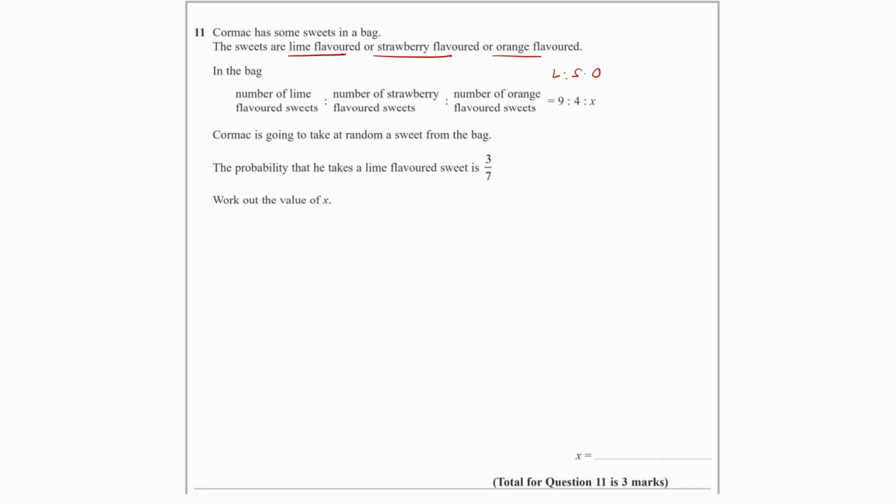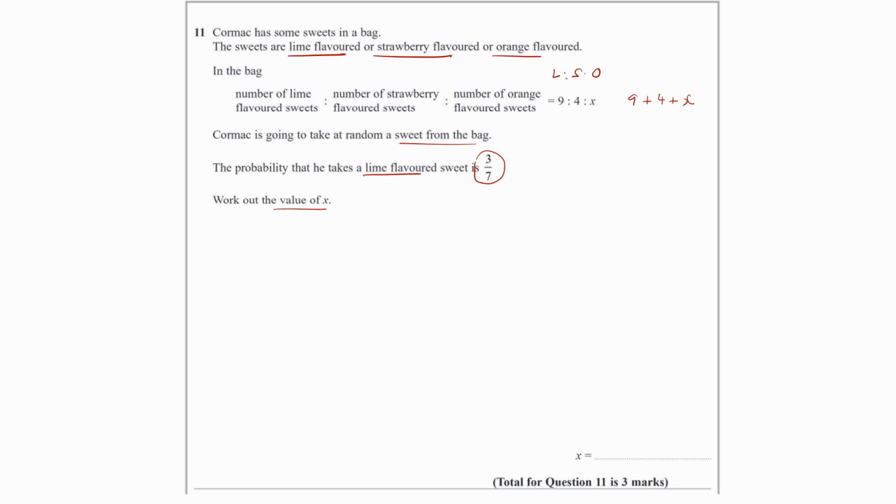Right. Cormac is going to take at random a sweet from the bag. So the total is 9 plus 4 plus X. The probability he takes a lime flavoured sweet is 3/7. Work out the value of X.